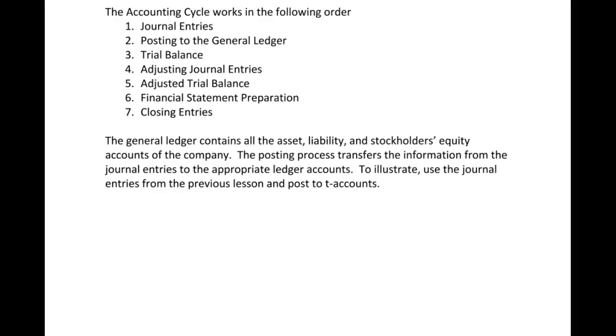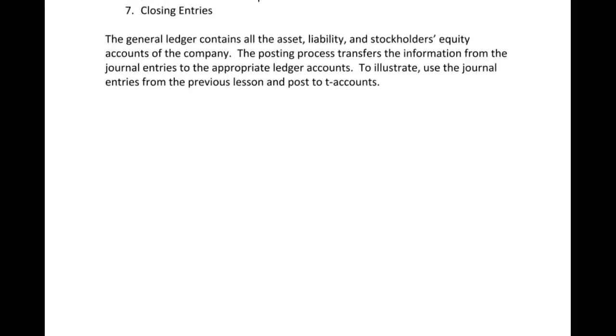This is kind of our first stage of summarizing our information for the period. The example we looked at was basically like a month. So now what we're going to do is summarize all the journal entries so we can start getting the ending balances in each account. How I'm going to do that is use T accounts.